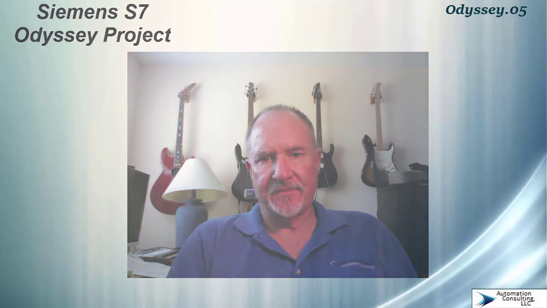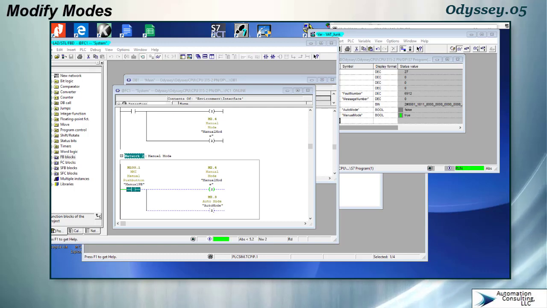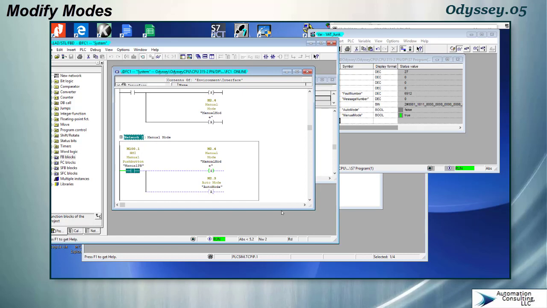Welcome to Module 5 of the S7 Odyssey project. We'll be editing some existing code and adding some more code in the system routine in this module. This is where we left off in the last video. I'm going to modify this existing code.